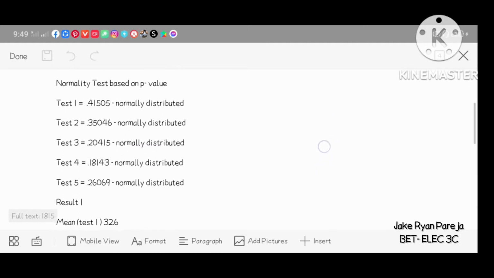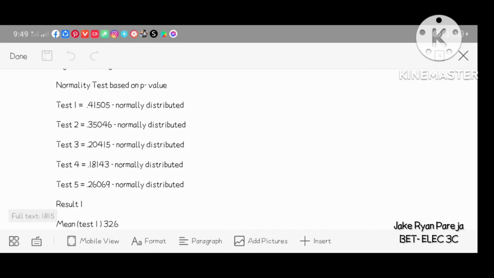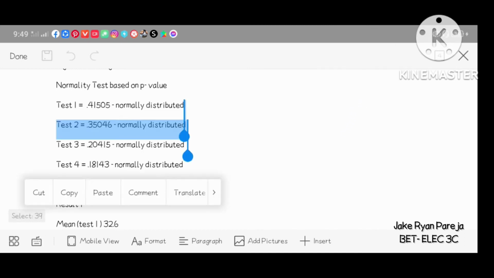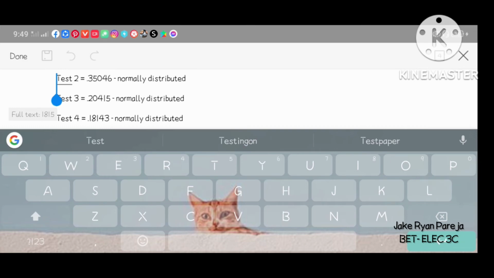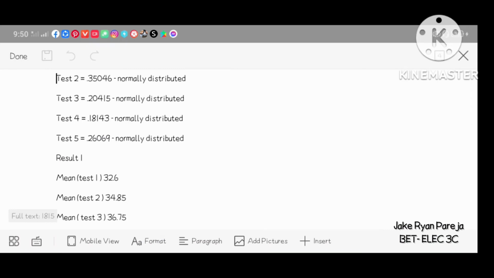For test 1, we have 0.41505, which is normally distributed, and test 2 is 0.35046, which is normally distributed. For test 3, we have 0.20415, which is normally distributed. For test 4, we have 0.18143, which is normally distributed. And for test 5, we have 0.26069, which is normally distributed.